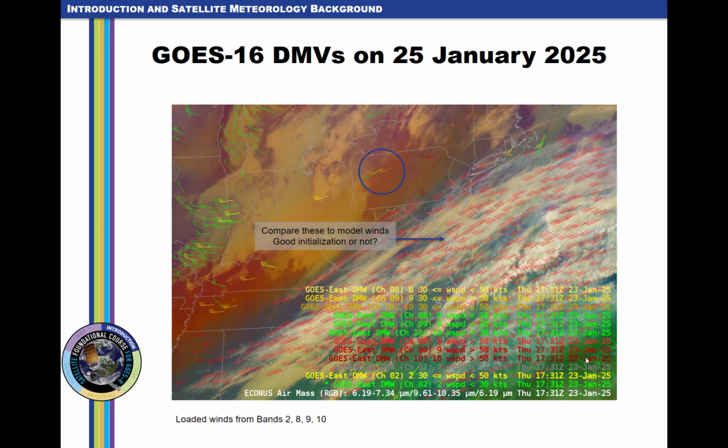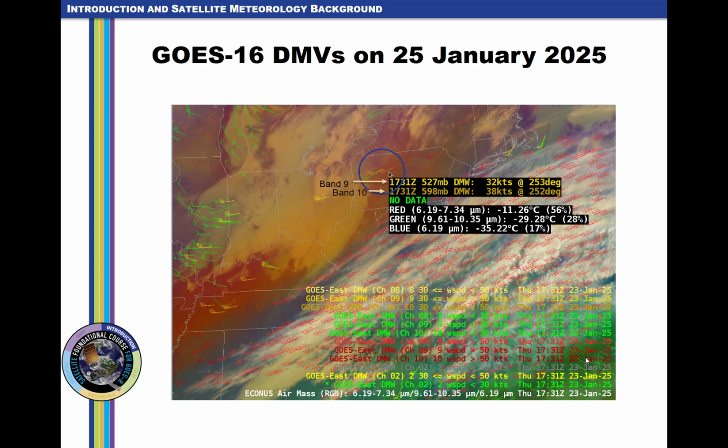If you want to validate GFS, or some other model, forecast initializations or forecasts, derived motion wind vectors are a handy way to do that. I've changed the colors here plotted of the different bands just to help with the interpretation. Most of those upper-level winds are from band 8. Note here that the band 9 wind vector over Pennsylvania is higher in the atmosphere, 527 millibars, than the band 10 wind barb at 598 millibars. That's as you should expect, given what you know about the mid-level and the low-level water vapor channels.